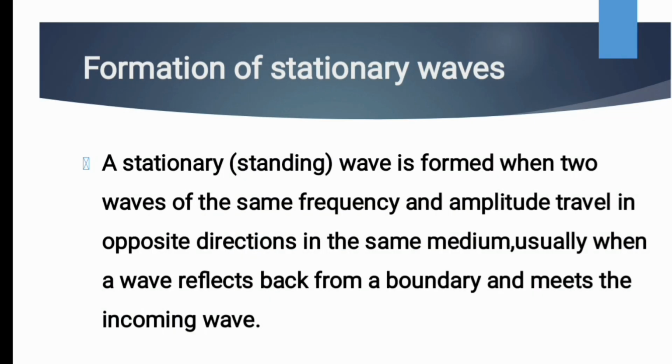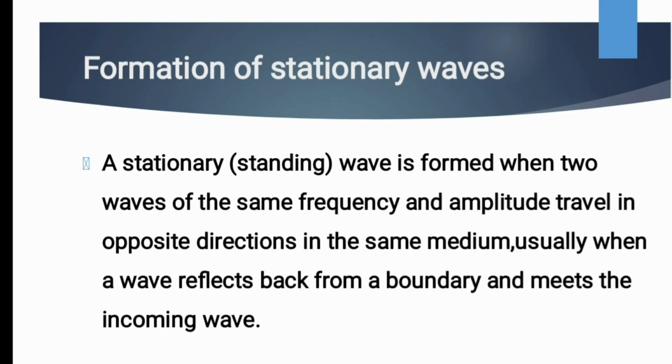Now let us look at the formation of stationary waves, how stationary waves are formed. A stationary wave is formed when two waves of the same frequency and amplitude travel in opposite directions in the same medium, as we have stated in the definition of a stationary wave.